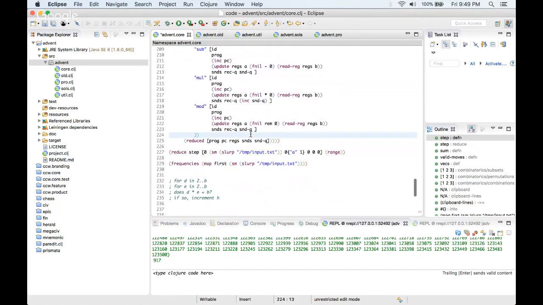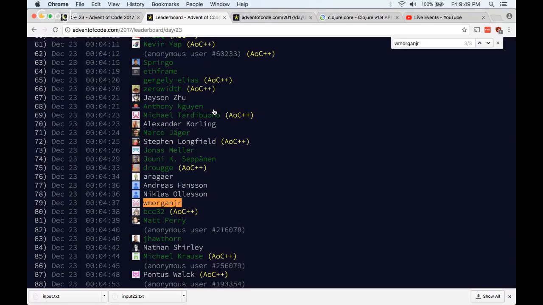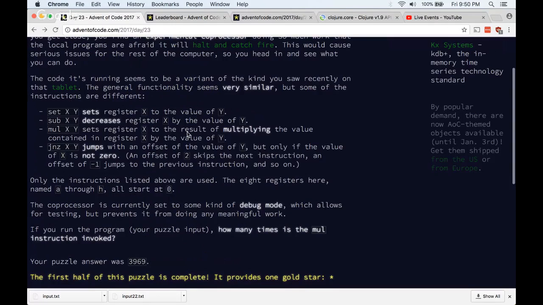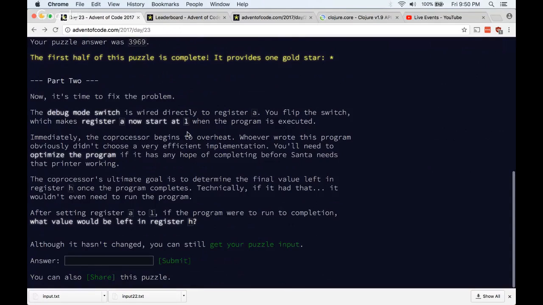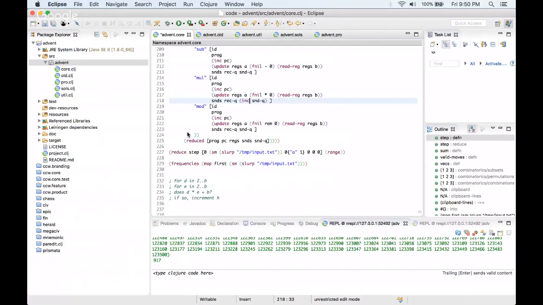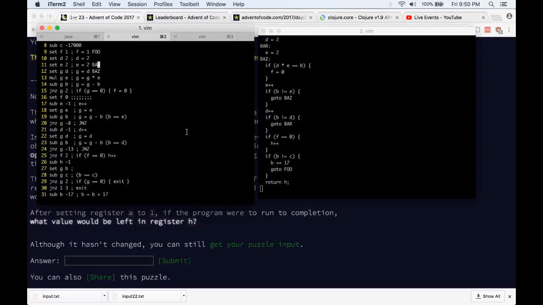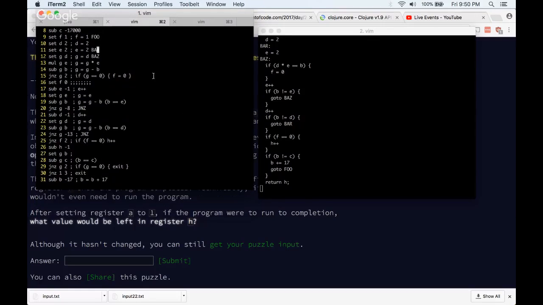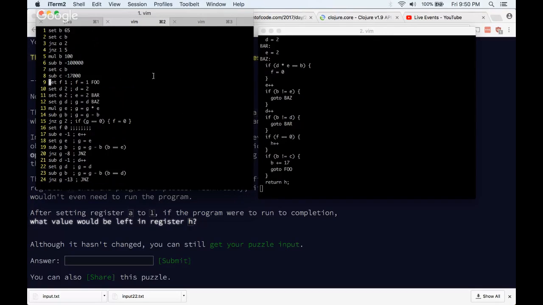Just to count the number of multiplications, which was the first part of the problem. And then the second part of the problem was to figure out what the program was actually calculating. So I basically started by annotating the program in pseudocode here with some labels, and then found out that it actually turned out to be something pretty structured.